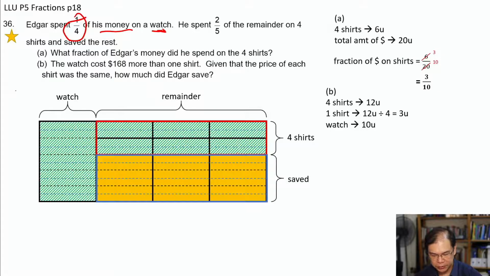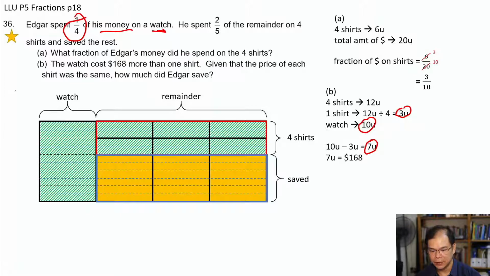The watch, you can see now, is 10 units. 1, 2, 3, 4, 5, 6, 7, 8, 9, 10. You can pause the video and count it. It says that the watch costs $168 more than one shirt. So what's the difference? One shirt is 3 units, a watch is 10 units, so the difference is 7 units. And this 7 units must be the $168.